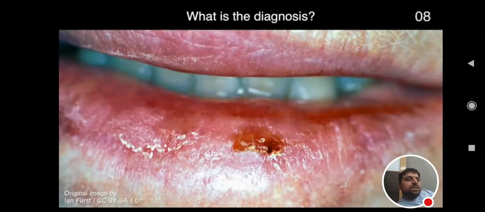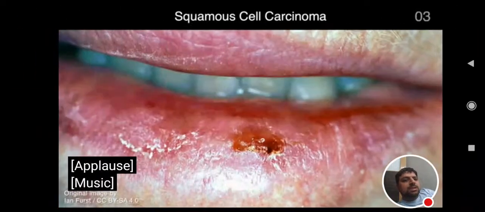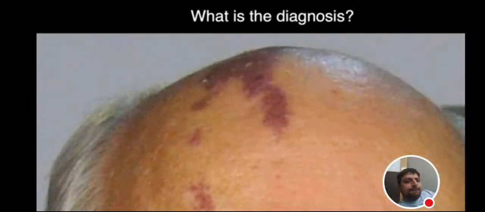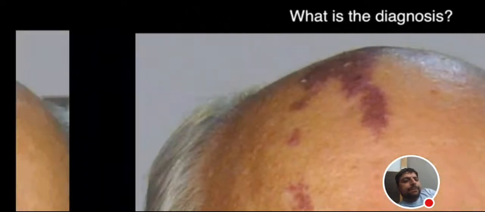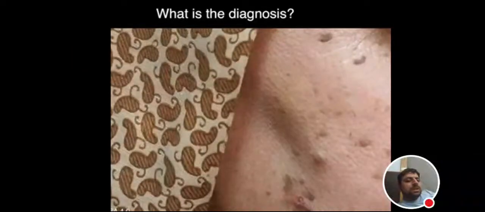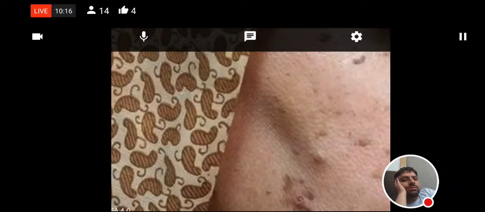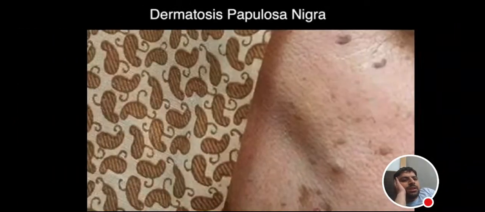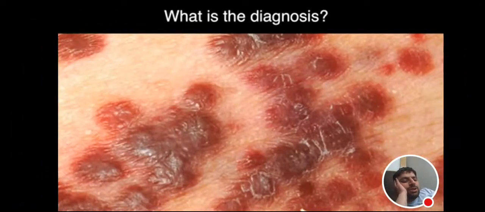Now, what is the diagnosis here? This is squamous cell carcinoma. What is this here? Nevus flammus. What is the diagnosis here? Write in the comment box. This is a case of dermatosis papulosa nigra. And what is the diagnosis here? What is it?